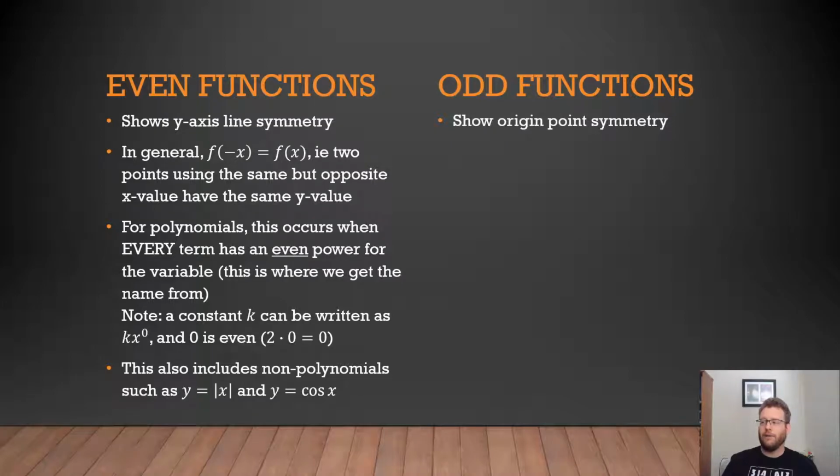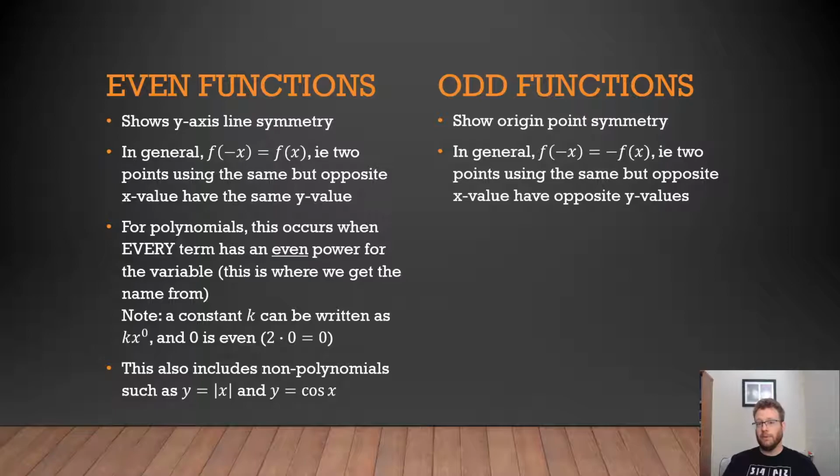Whereas an odd function shows what we call origin point symmetry, and in general can be represented in function notation as f of negative x. So let's say we take the opposite value and we plug it into our function. Well, then we get the same thing as what we would have had a moment ago for our y value, except that y value is opposite, negative f of x. So switch the x value and you have to switch the y value. That's what this function notation says.